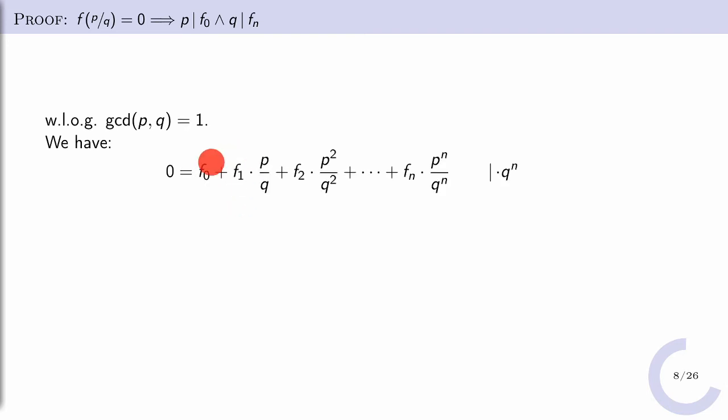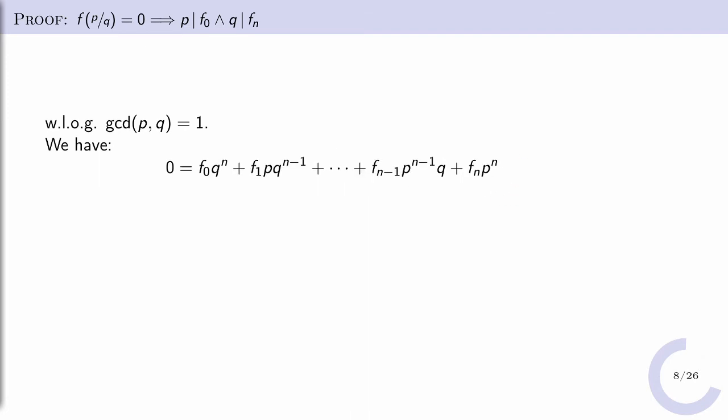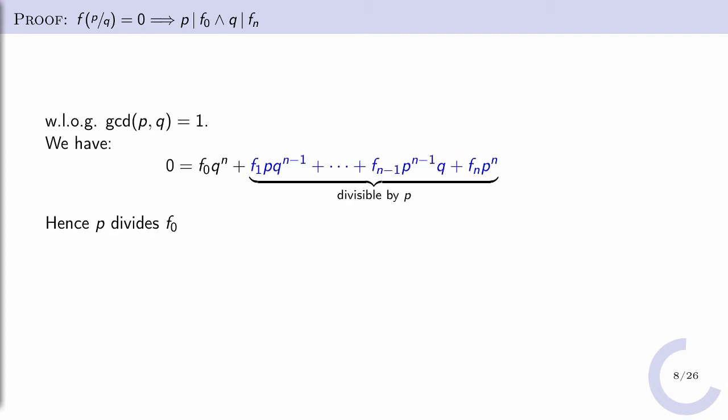So let us expand the right hand side. After expanding, we have a sum of this form, and we want to clear the denominator. So we multiply both sides by the highest power of q which appears here, so by q to the power n. This way we obtain this equation, which depends on p and q. And if we look at all the terms except the first one, all these terms are divisible by p. Here we have p, here we have p, here we have p. So all the terms here are divisible by p.